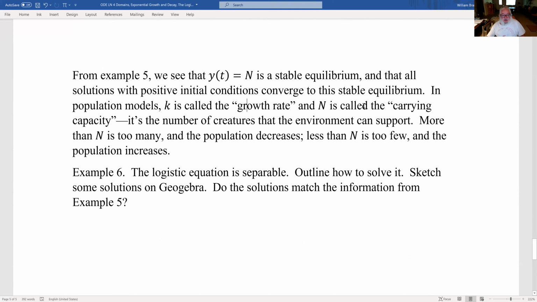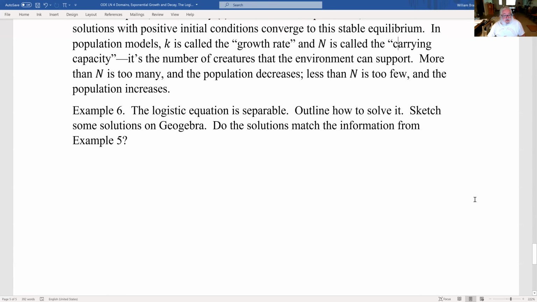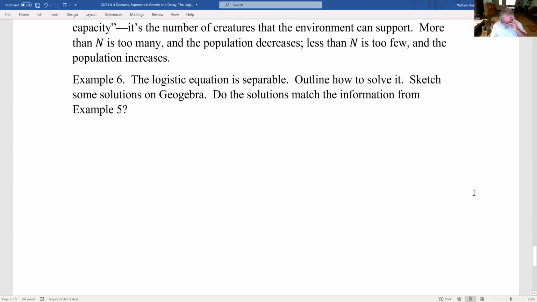k is called the growth rate, n is the carrying capacity. It's the number of creatures that your environment can support. More than n is too many, so population decreases. Less than n is too few, so population increases. So the logistic equation is separable. How do you solve it? And then we'll look at GeoGebra, because we don't want to solve it by hand, since it's a lot of work, and we want to get to the differential equations aspects of this.